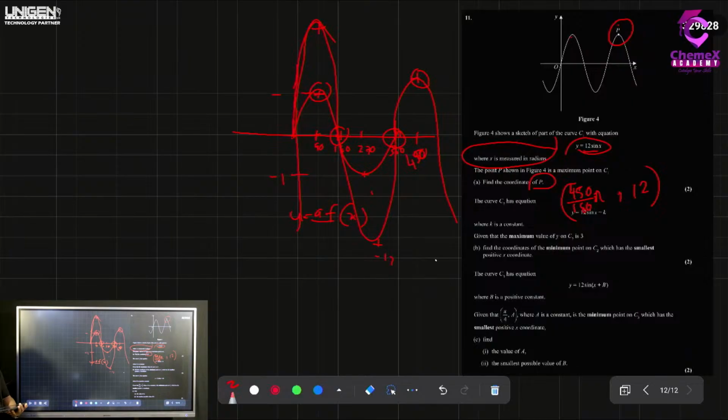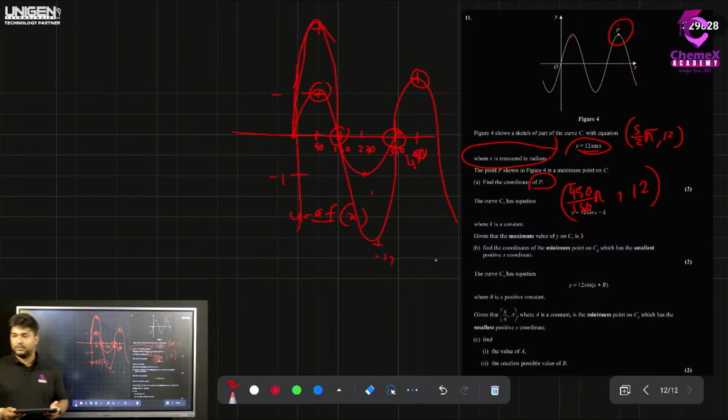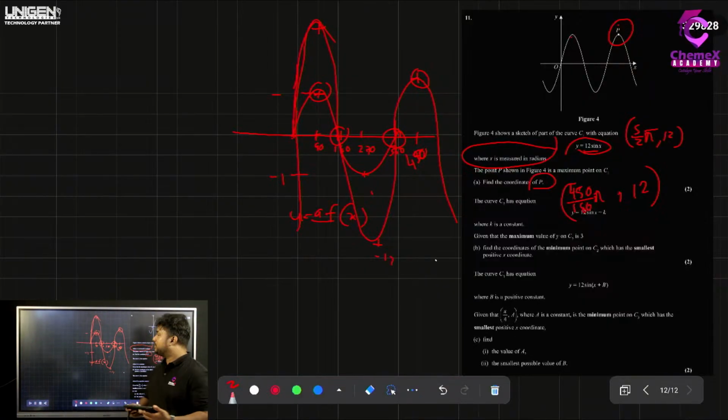Midusha, do you understand? 5 over 2 pi. Okay, the term is 5 over 2 pi comma 12, the P coordinate.